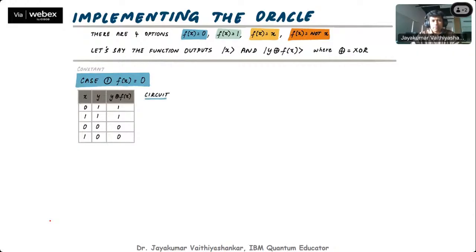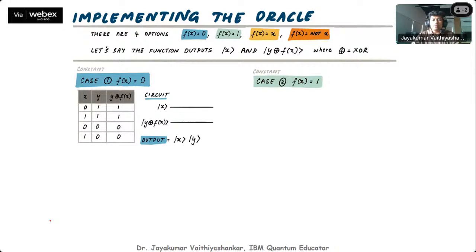Very simple. If you visualize the circuit, x is written as it is, and the second output is always y XOR with f of x. So this is how it looks mathematically.